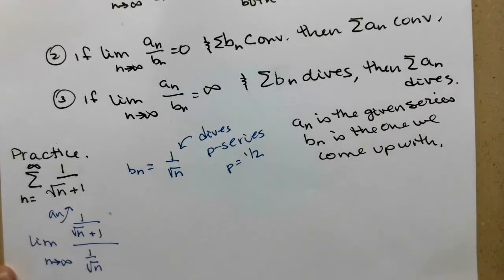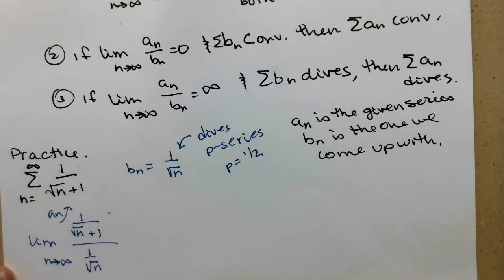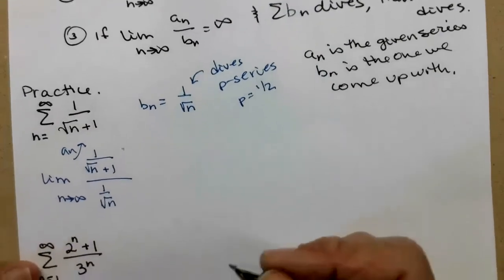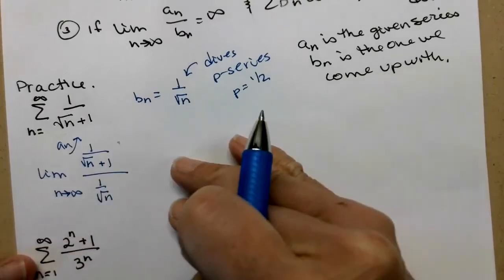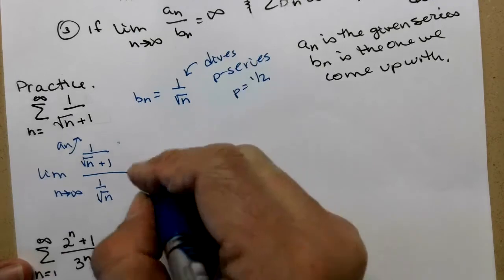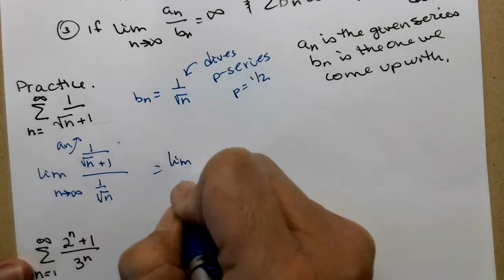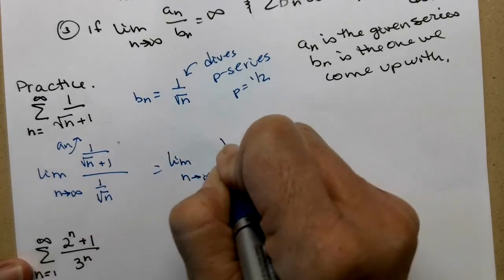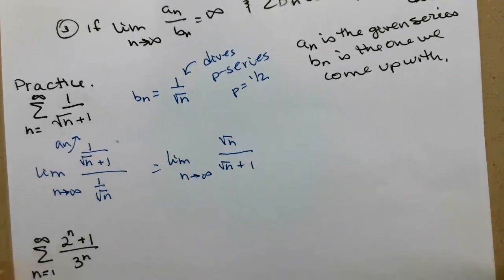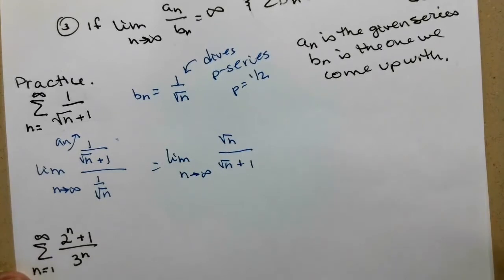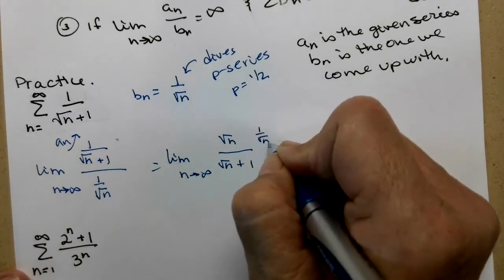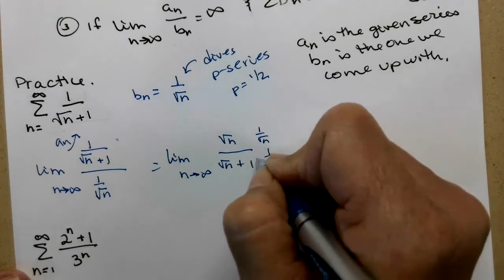Come down here and let's do our limit. So as n goes to infinity, there are a couple of ways you can do that. I think I'm actually just going to simplify that complex fraction. So I'm going to bring that 1 over square root n up and over. So I've got square root n over square root n plus 1. A couple of things. We could divide through by 1 over square root n at this point.